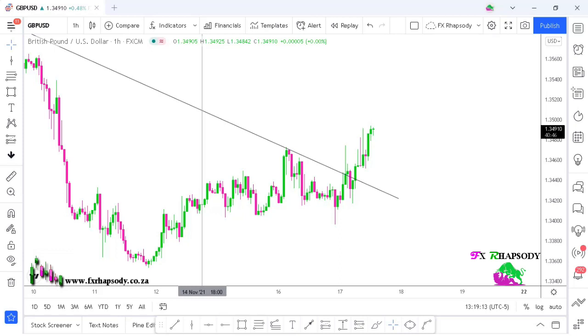Today I just wanted to look at a couple of trades, two trades in the British pound US dollar, one in the British pound Japanese yen.